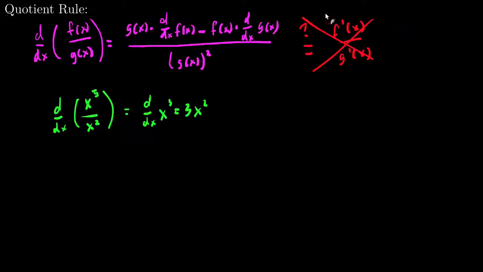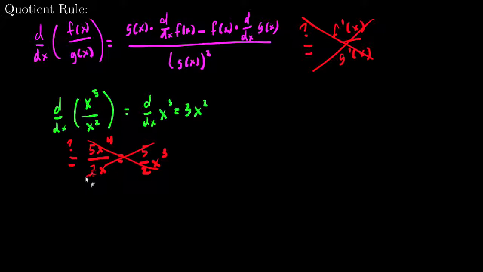If I tried this method, so equals with a question mark, the derivative of x to the fifth is 5x to the fourth. The derivative of x squared is 2x, and this would give me 5 halves x cubed, which is clearly not the right answer.